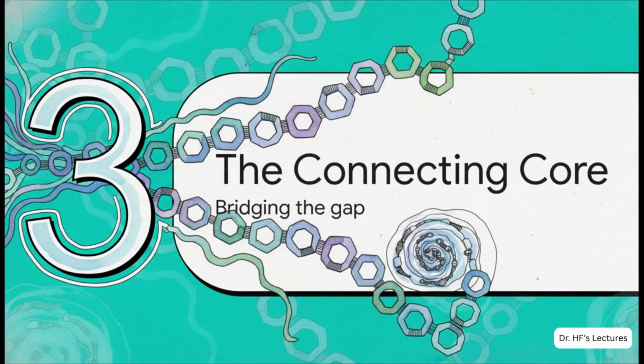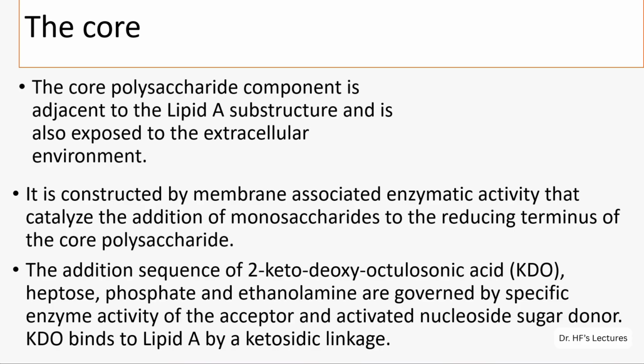Next up, Section 3, the connecting core, bridging the gap. Sitting adjacent to the deepest part of the molecule, we find the core polysaccharide. It's constructed by membrane-associated enzymes that carefully catalyze the addition of monosaccharides. Basically, this core builds a very sturdy molecular bridge right down toward the base of the cell wall.